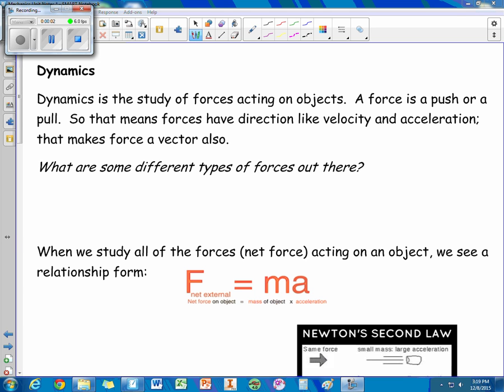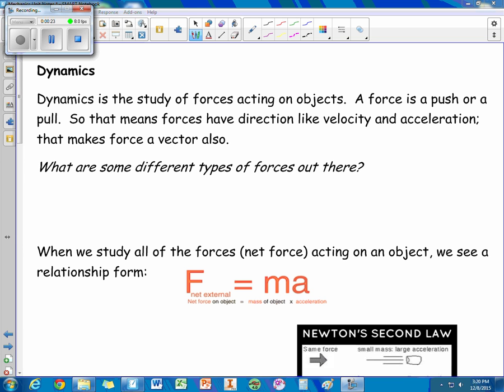All right, this is video 3 for the mechanics unit notes. With this one, we're going to start talking about dynamics. Now, this is the study of forces acting on an object. A force is simply a push or a pull. So what that means is that forces have direction, like velocity and acceleration, and that makes a force a vector as well.